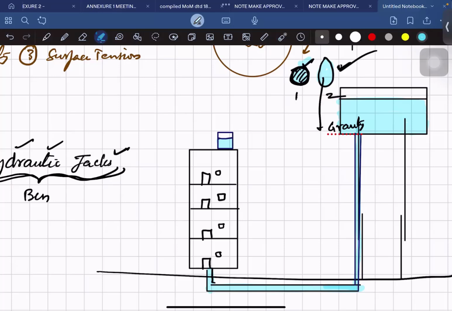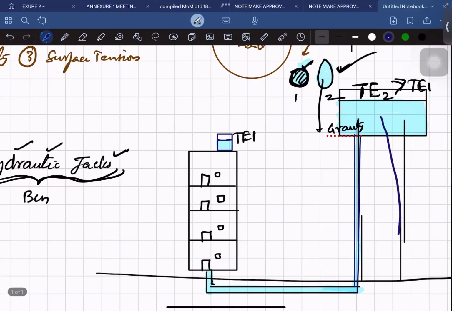And why there should be head difference is, it's not primarily head difference, there should be energy difference. Total energy here should be greater than total energy here. Then there is some natural phenomena, that is energy flows from higher energy to lower energy to keep things balanced in nature. Under that phenomena, that is Bernoulli's principle, the water will come from here to here so that you'll get water.